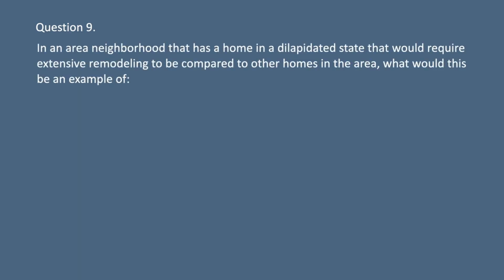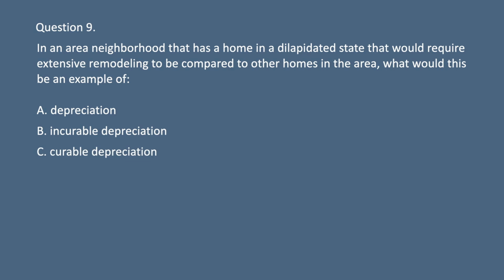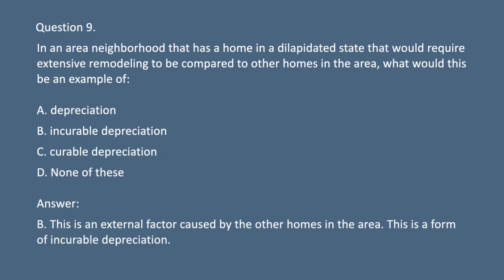Question 9. In a neighborhood that has a home in a dilapidated state that would require extensive remodeling to be compared to other homes in the area, what would this be an example of? A. Depreciation. B. Incurable depreciation. C. Curable depreciation. D. None of these. Answer B. This is an external factor caused by the other homes in the area. This is a form of incurable depreciation.